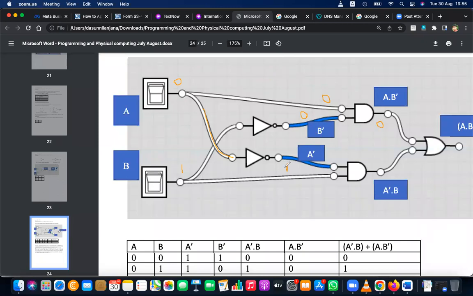Then here, both are 1. If both are 1, the AND gate will output 1. If 0 from above and 1 from below, so what is the OR gate output?